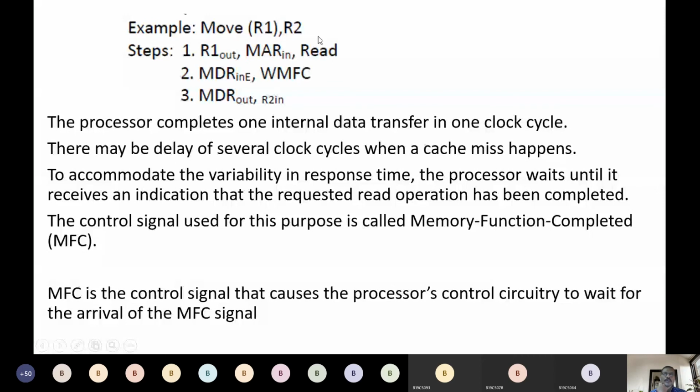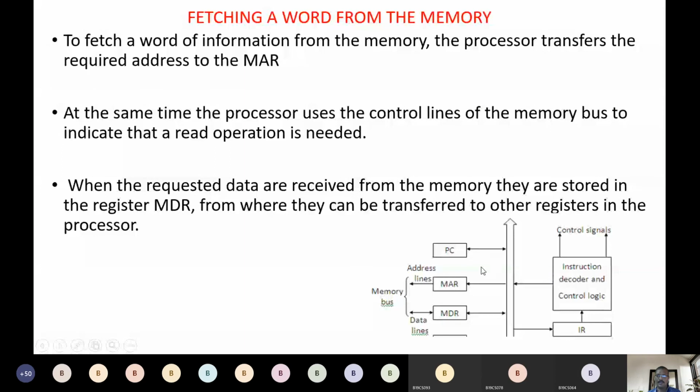Okay, so whatever data passed, just now we had discussed, that data is stored in MDR by making this signal in signal to 1. So it receives data, MDR receives data. The processor will keep the address here, make the read signal enabled, and the processor will be waiting for some data.